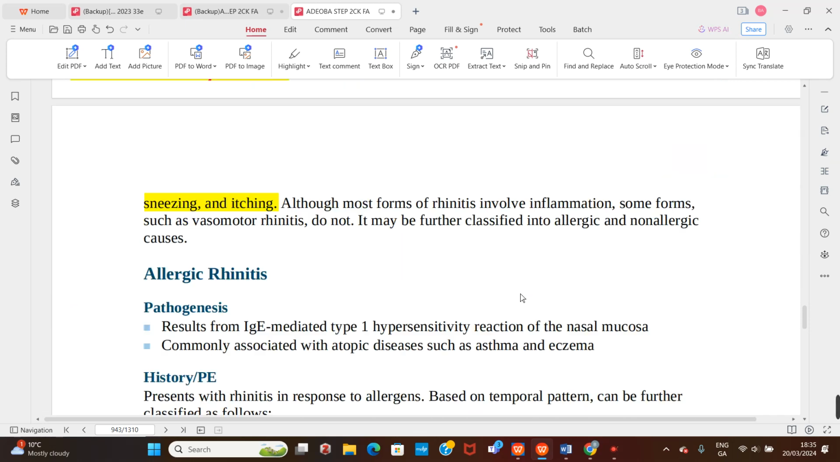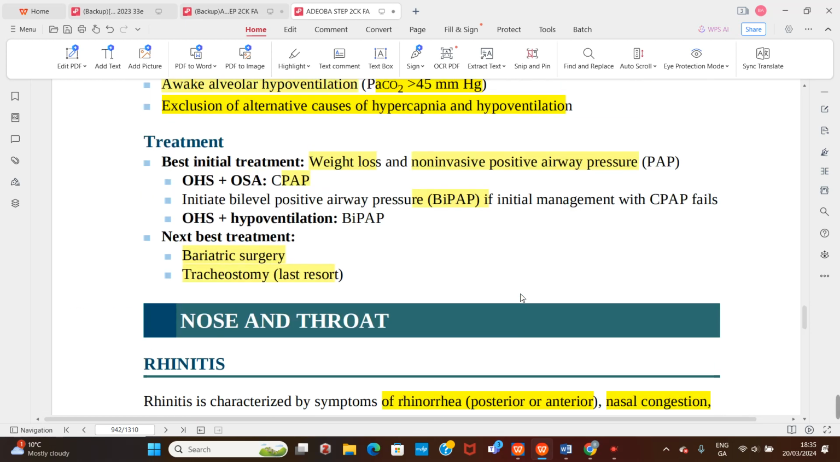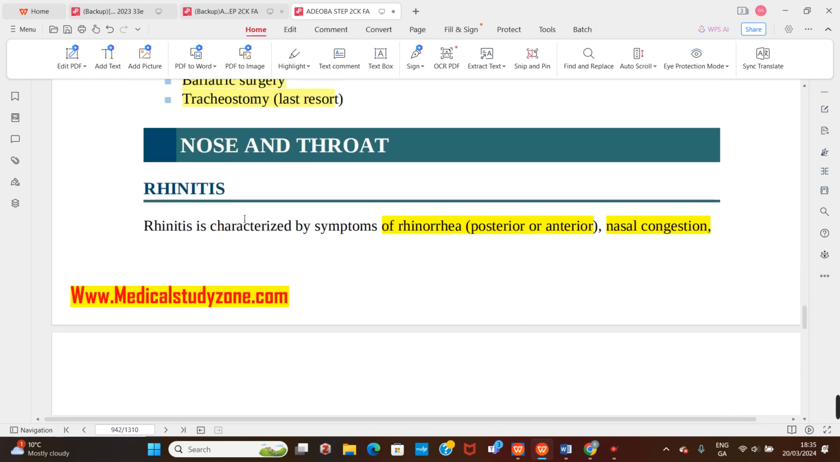So moving on to disorders of the nose and the throat. Rhinitis is just inflammation of the nose. Ideally, rhinitis should be taken together with sinusitis. They are like the same thing, but they were separated.